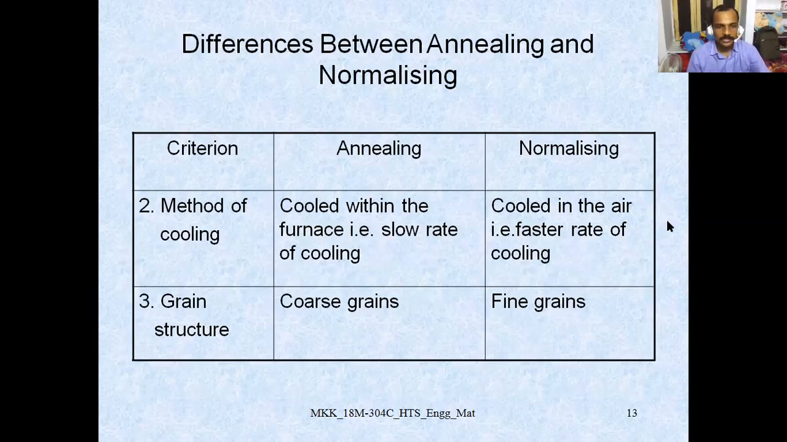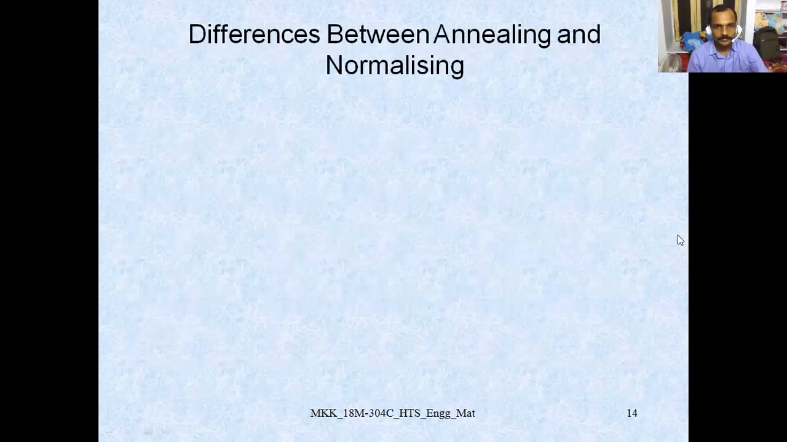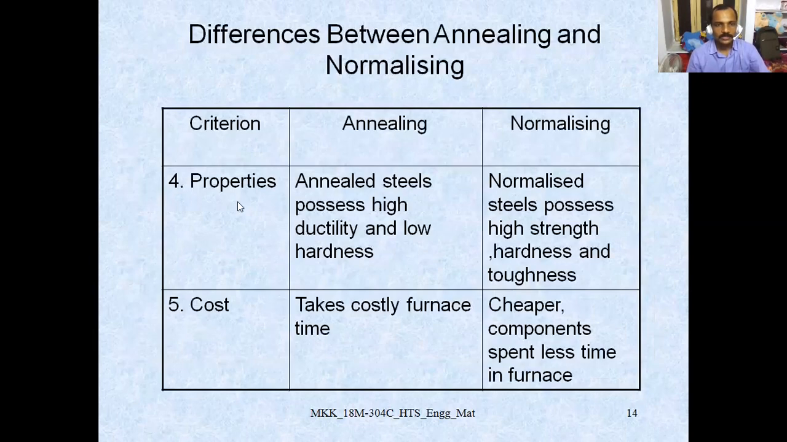Coming to the third criterion, grain structure. In annealing, coarse grains are obtained, whereas in normalizing, fine grains are obtained. Coming to the fourth criterion, properties. Annealed steel possesses high ductility and low hardness, whereas normalized steels possess high strength, hardness, and toughness.